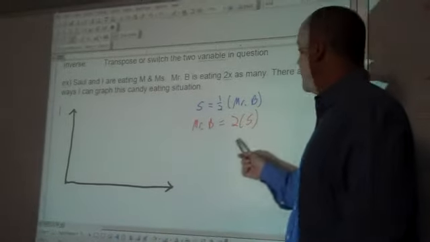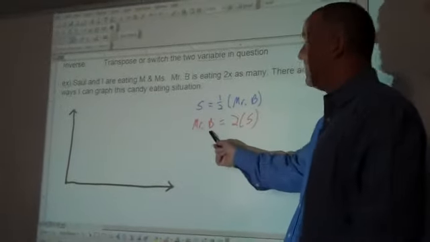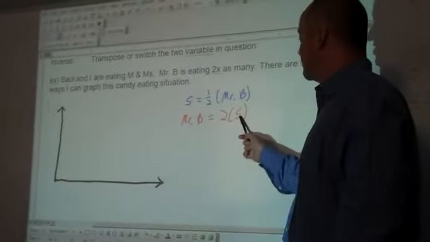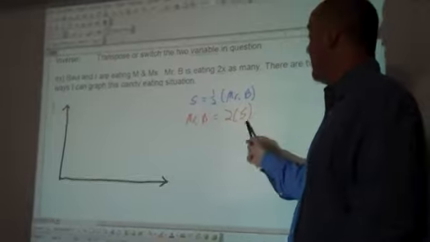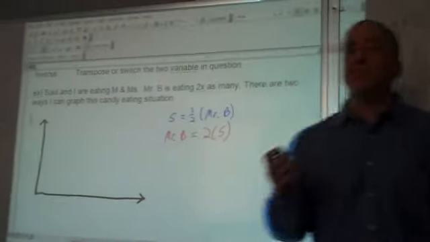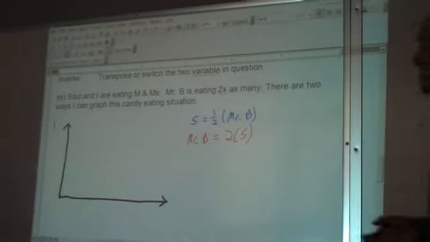If I decide to make Saul the independent variable and say how much I eat depends on it, no matter how many he eats, I have to eat double. Then I'm saying if he eats 10, I've got to eat 20. If he eats 5, I've got to eat 10. In each case, you get to pick which is the dependent and which is the independent variable. A lot of science experiments, you don't.